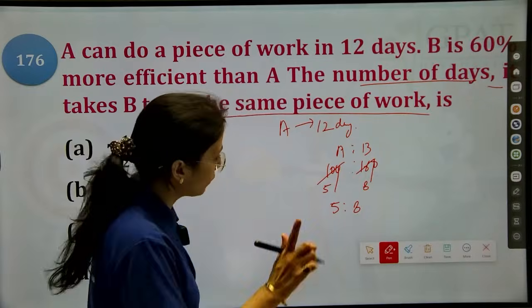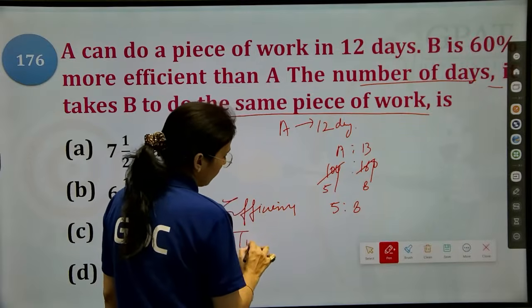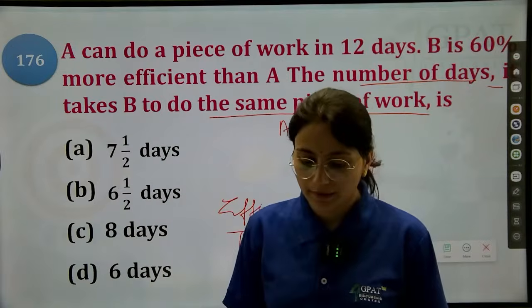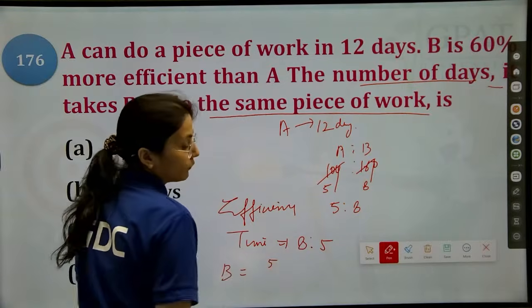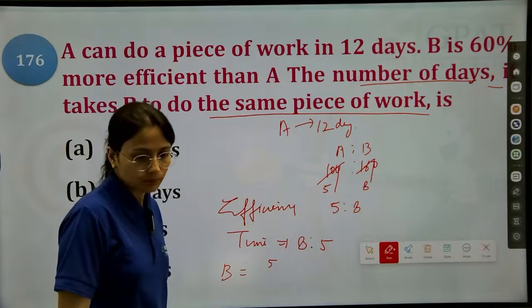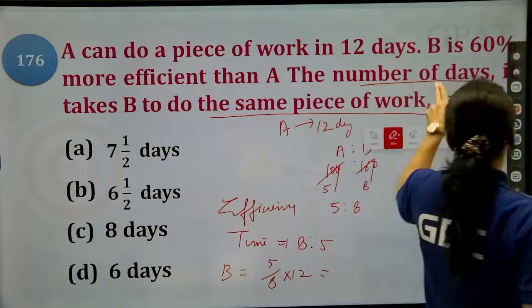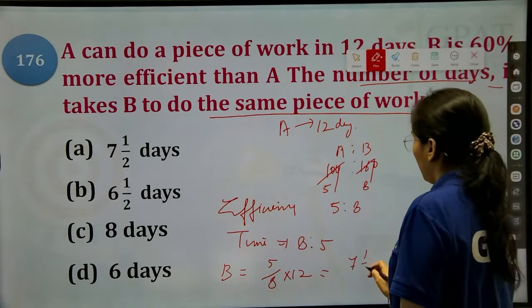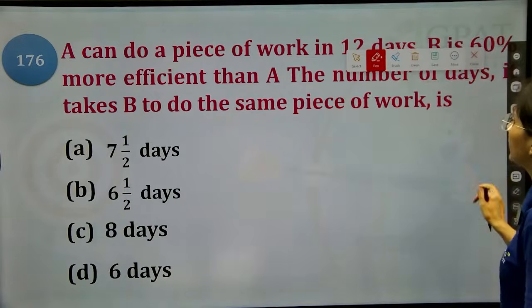5:8 is the efficiency. So how much time does it take? Time is in the ratio 8:5 for A and B. So B takes 5 upon 8 multiplied by 12, that is 5 multiplied by 12 divided by 8. So you will get 7 1/2 days. So B takes 7 1/2 days. Option A is correct.